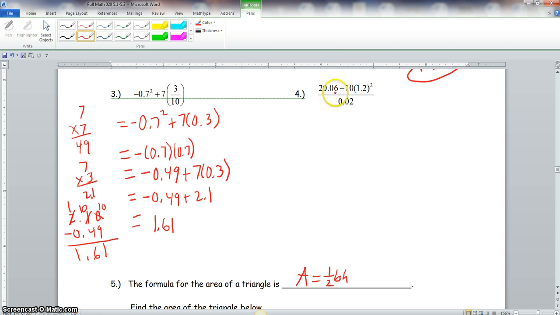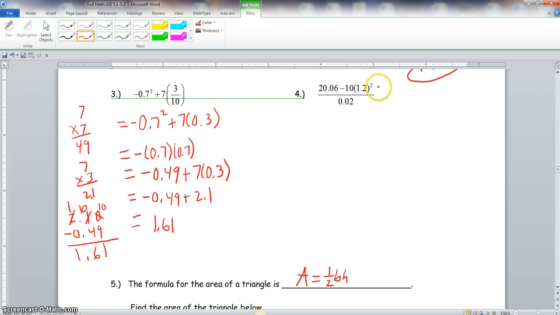Now we have subtraction, multiplication, a parenthesis, an exponent, division, and 0.02. So we're going to do the divided by 0.02 last. So we need to do this numerator. So the first thing we would do on this numerator, we look at the parenthesis. We cannot do anything with that. Then we look here at this exponent.